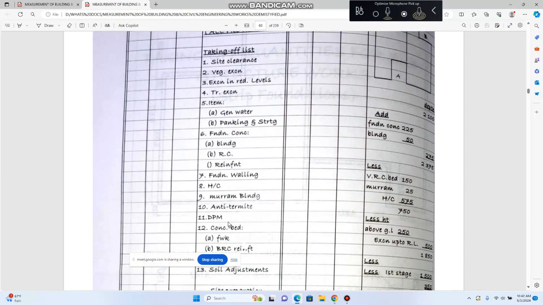Then we lay our DPM. DPM is damp-proof membrane. Damp-proof membrane is usually a sheet that is laid on top of the maram everywhere, so that we can prevent the moisture in the foundations from coming to the floors and rising up through the walls. Alright, so that damp-proof membrane, you need to measure it. The damp-proof membrane is usually placed on every area with the maram, but also on the walls. Then we do the concrete band.